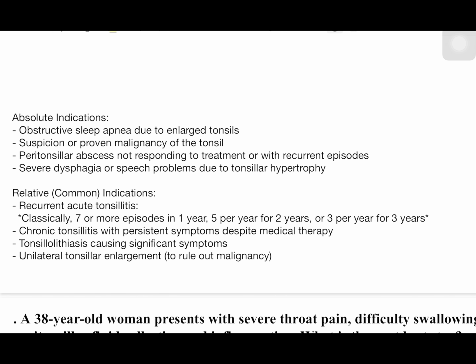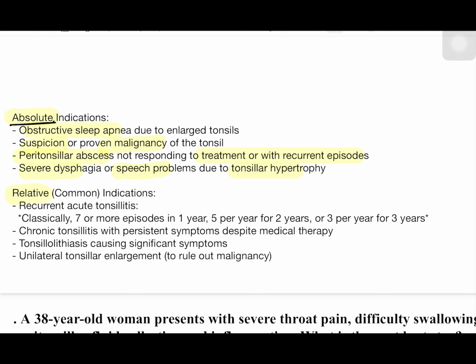So here is the full list of indications. There are absolute indications and relative indications. In absolute indications, first is obstructive sleep apnea because of enlarged tonsil. This is absolute, because if you do not do tonsillectomy, the apnea symptoms will be worse and there are more chances of death. Second, suspicion or proven malignancy, meaning any cancer of the tonsil, or any peritonsillar abscess which is not responding to treatment or is recurrent. Severe dysphagia or speech problem because of tonsillar hypertrophy. So all these are absolute indications.